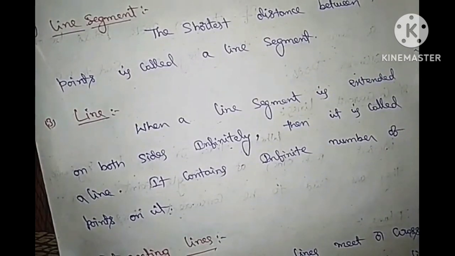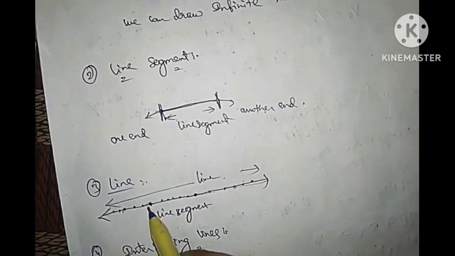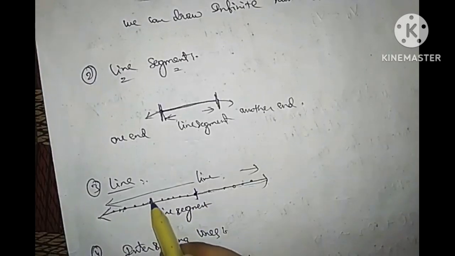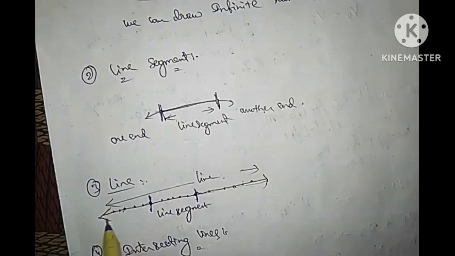After that, we have read about a line. In line, what have they said? When a line segment is extended on both sides infinitely, then it is called a line. It contains an infinite number of points on it. Suppose it is a line segment up to here. If we extend it from this side also, and this side also, and extend this part up to infinity, then also it is called a line.